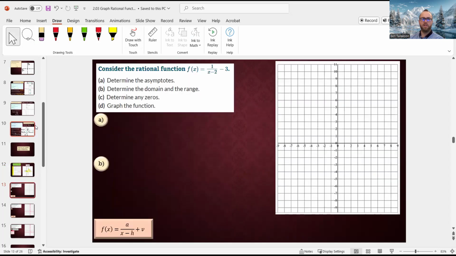And with that said, it's time to answer several questions about this rational function. This will be a great chance for you to pause the recording and practice this, and then check it while I go through it. Let's do it. Okay, determine the asymptotes.